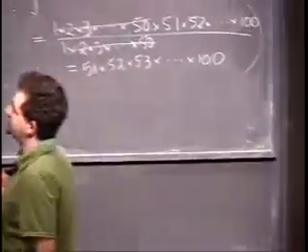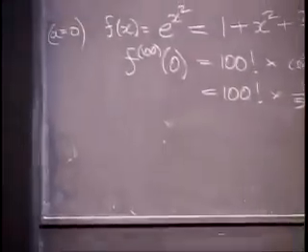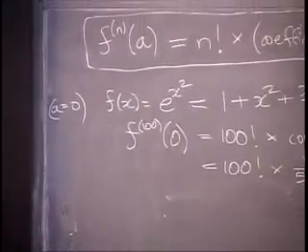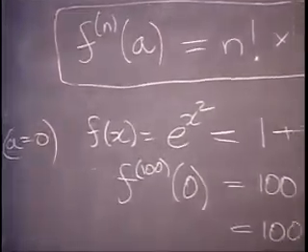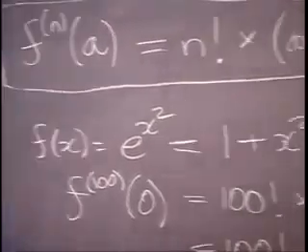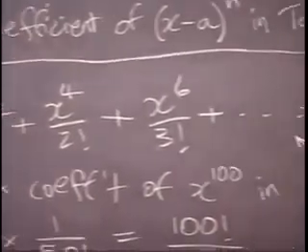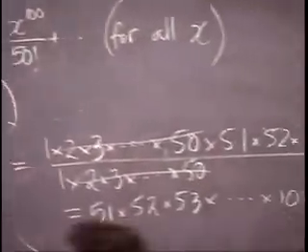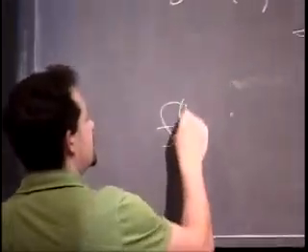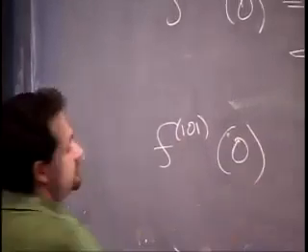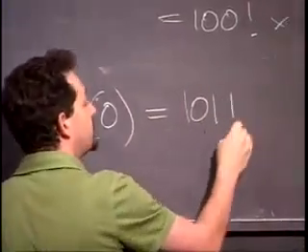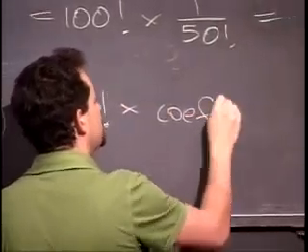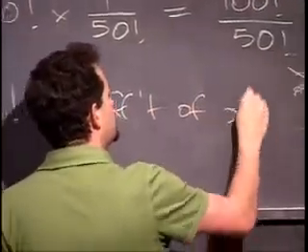Because the question asked for the 100th derivative, and my formula in the box up there says that to find the 100th derivative, I ought to take 100 factorial times the coefficient of (x minus a) to the 100. Here a is 0. Now, the second part of the problem is to find the 101st derivative. So this is 101 factorial times the coefficient of x to the 101 above.